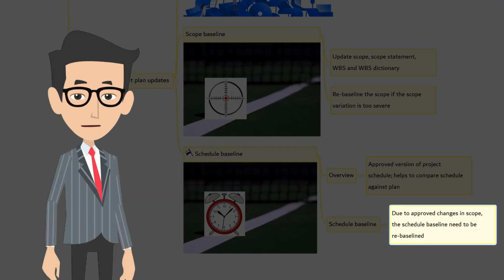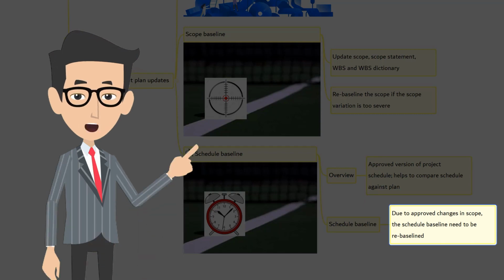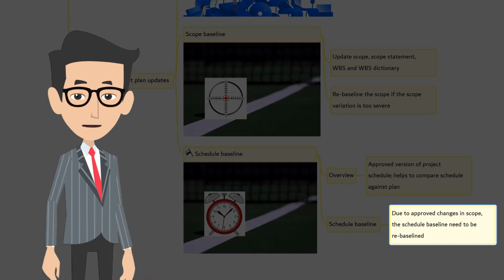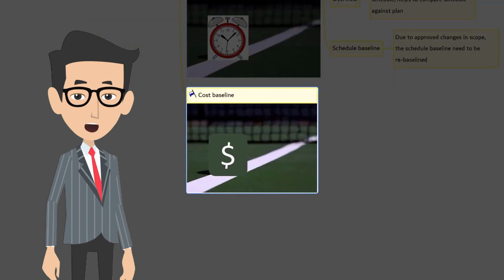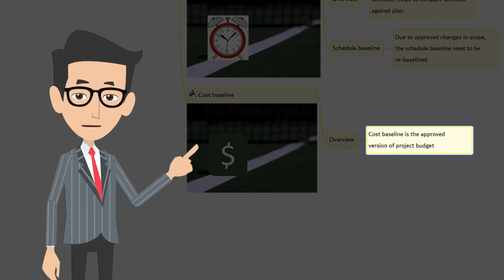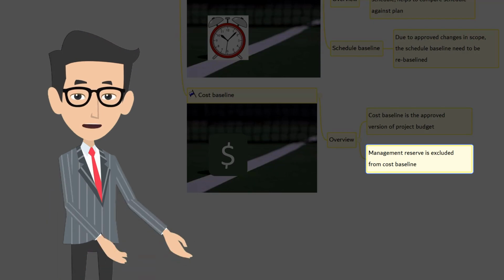Now, the baseline in current context. Due to approved changes in scope, the schedule baseline needs to be rebaselined. Changes to the schedule baseline are incorporated in response to approved changes in scope, resource, or schedule estimates. In some cases, schedule variance can be so severe that a revised schedule baseline is needed to provide a realistic basis for performance measurement. The next is cost baseline. Let's look at the overview. Cost baseline is the approved version of project budget. Remember, cost baseline excludes the management reserve. When the management reserve is included in the cost baseline, then it's the total project budget.